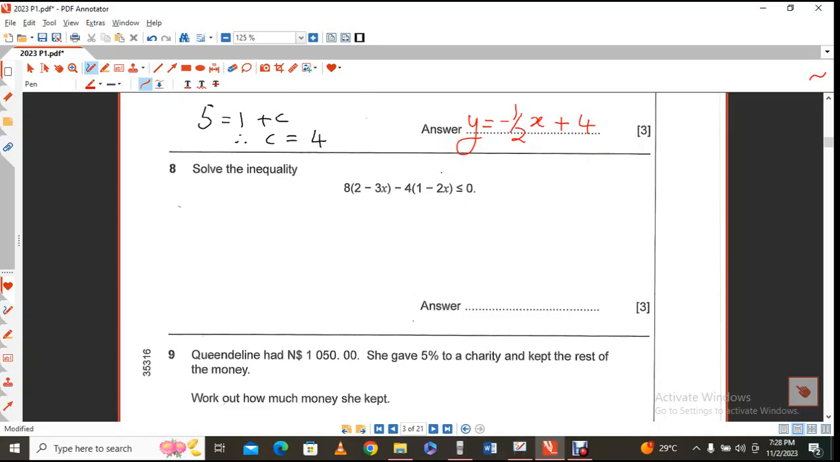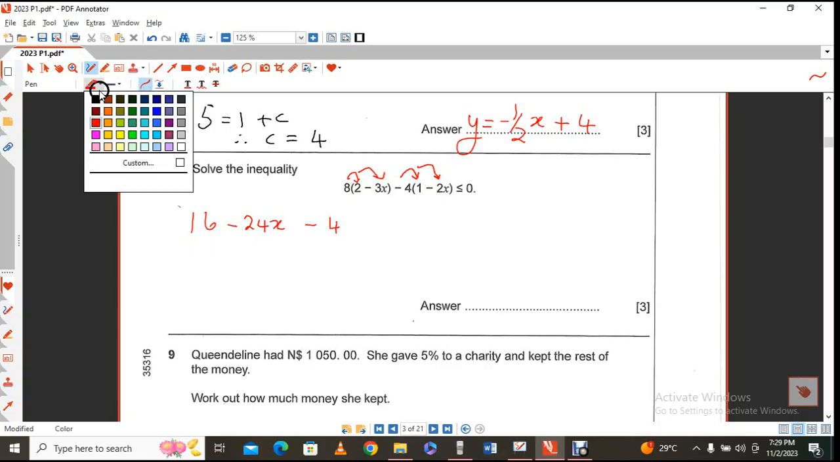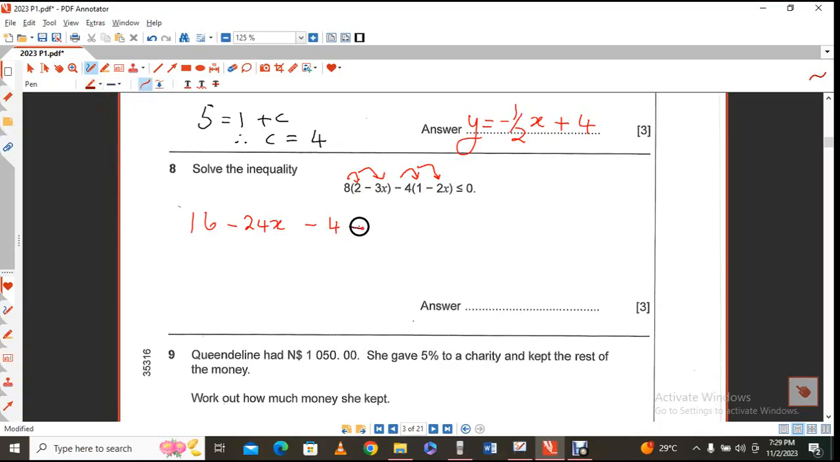So you have an inequality that you need to solve. You need to be very careful with inequalities. So first of all, let us remove the brackets. That is 16, that's -24x, so it's 8 times 3. Then you have a -4. And here you must be very careful because now I'm multiplying that -4, and when you multiply a negative number with a negative number, the answer becomes positive. So 4 times 2 gives you 8x less than or equal to 0.